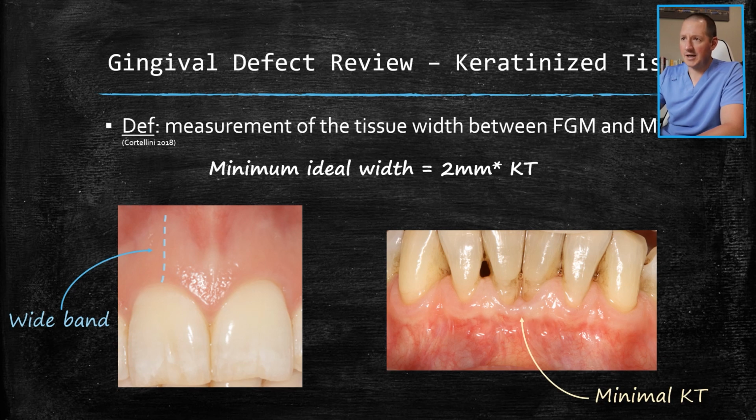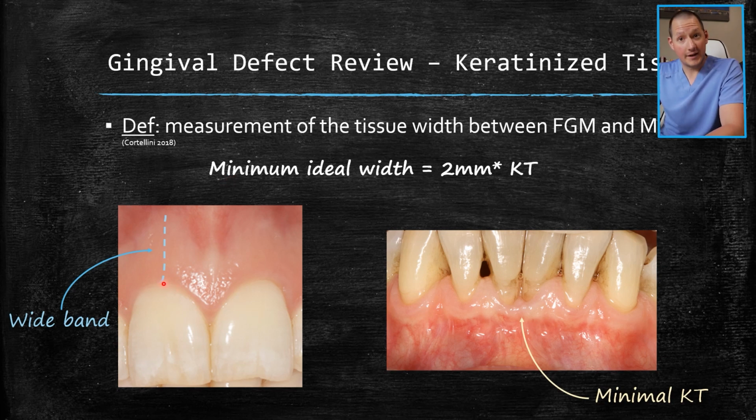Now, the definition of keratinized tissue, we've already kind of talked about it with our anatomy review, right, is the measurement of the tissue width between the free gingival margin and the mucogingival junction, right? So this blue line right here is the measurement from the free gingival margin to the mucogingival junction. We see that in this case, we have a very wide band of keratinized tissue. Now, there's a very controversial statement that I'm about to say, and that is that the minimum width of keratinized tissue that we want for our patients is 2 millimeters. We want at least 2 millimeters from the mucogingival junction to the free gingival margin. So right here, we want that at least to be 2 millimeters.